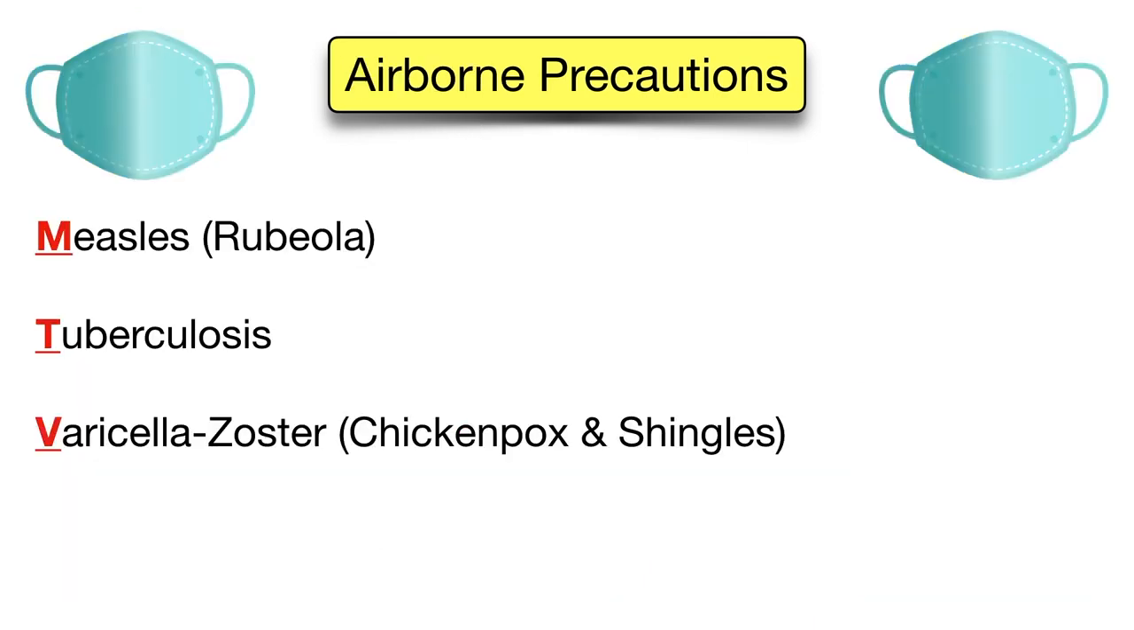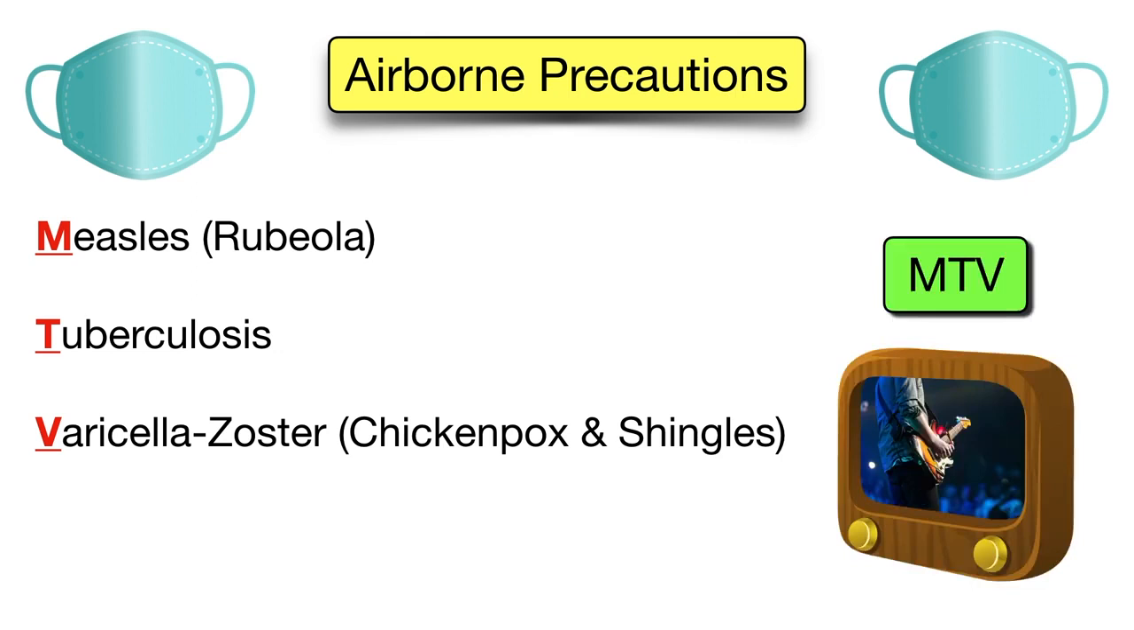Let's start with airborne precautions because they're the easiest to remember. The diseases that require airborne precautions are measles, also known as rubeola, tuberculosis, and varicella-zoster virus, which causes chickenpox and shingles. The easiest way to remember these is to use the mnemonic MTV. We have viewers from all around the world, so for those of you who don't know, MTV is a music television channel. This will help you remember M for measles, T for tuberculosis, and V for varicella.